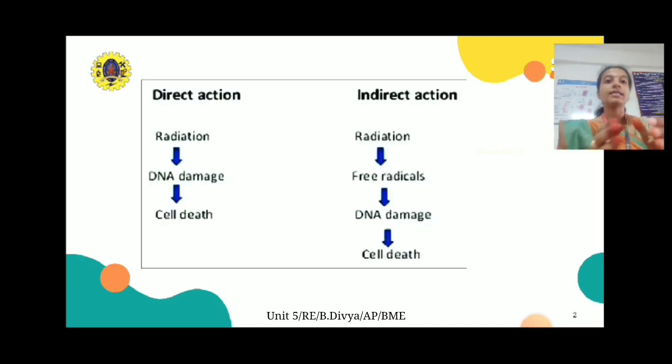Okay. Direct action and indirect action. How does the direct action occur and how does the indirect action occur? In direct action, radiation leads to DNA damage and then cell damage. Whereas in indirect action, radiation produces free radicals, then DNA damage, and finally it goes to cell damage.